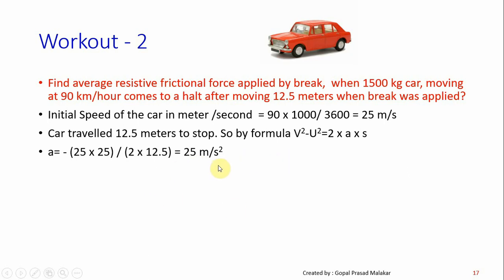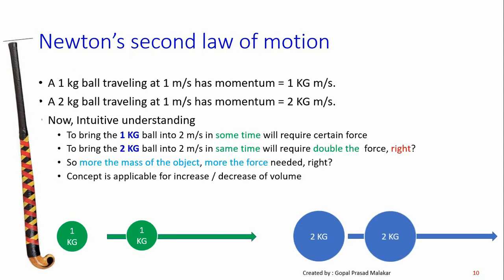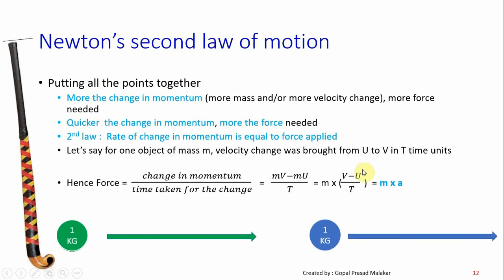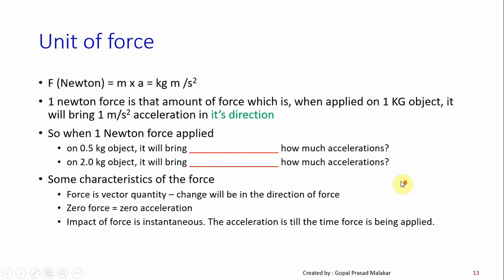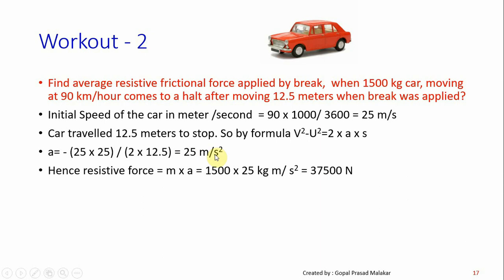So if a is 25 meter per second square, what is the force? If you recall, force equals ma. This is the formula that I showed you, and this is what I am going to use. Here a is 25 meter per second square and m is 1500 kg. So this gives you 1500 into 25, which is 37,500 Newton. That is the average resistive force.